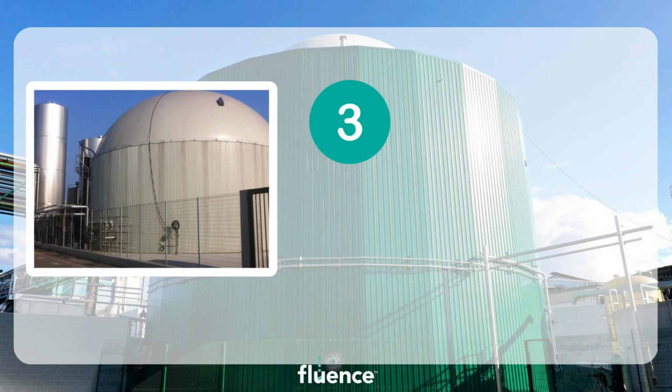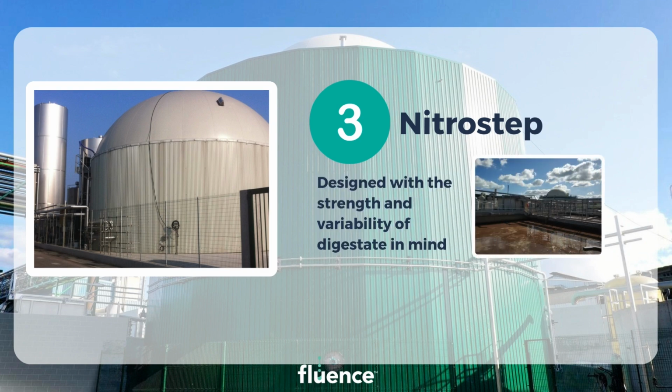The final digestate technology that I want to discuss with you guys today is called NitroStep. So this is essentially a conventional biological process designed with the strength and the variability of digestate in mind. Most often, this is designed as what's called an MLE process. So that's a modified Ludzak-Ettinger process. Basically means we have a pre-anoxic tank followed by an aerobic tank. As the ammonia is oxidized in the aerobic tank, it is recirculated at a high rate back to the pre-anoxic tank.